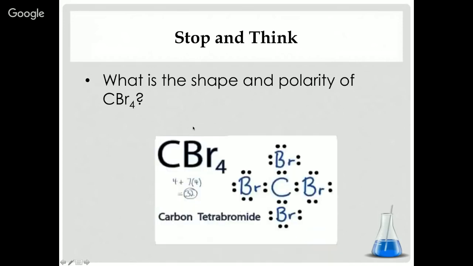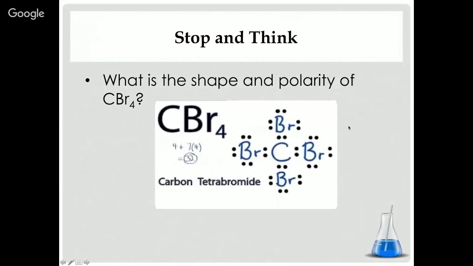So if you draw it out, the dot diagram looks like this. We have 1, 2, 3, 4 atoms around a central atom. That gives us our tetra, so tetrahedral. And because, again, it is symmetrical, it's going to be nonpolar.